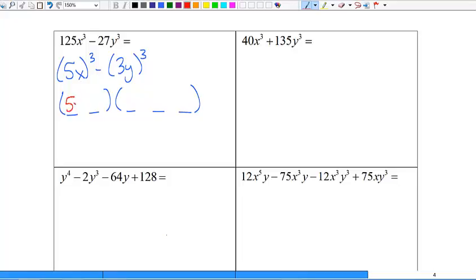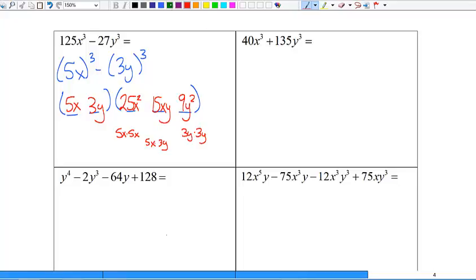On the binomial, the 5x and the 3y just slide in. On the trinomial, I have to take 5x times itself, 5x for the first term, 3y times itself, 3y on the second term, and in the middle I have one of each. So 5x times 5x is 25x squared. 5x times 3y is 15xy, and then 3y times 3y is 9y squared.